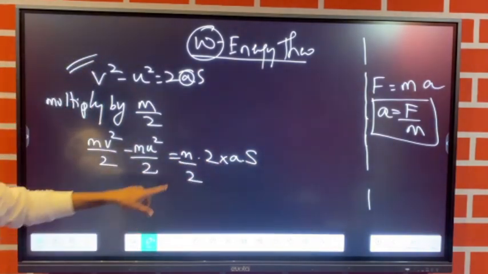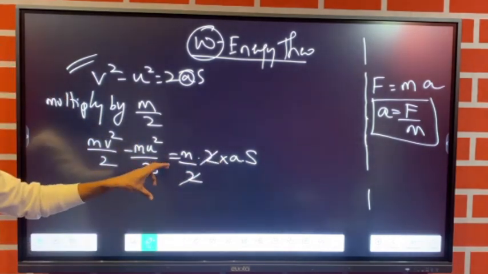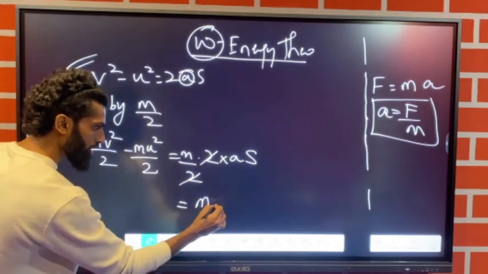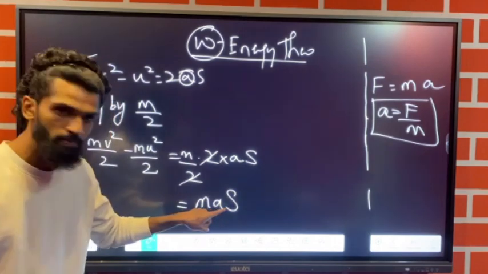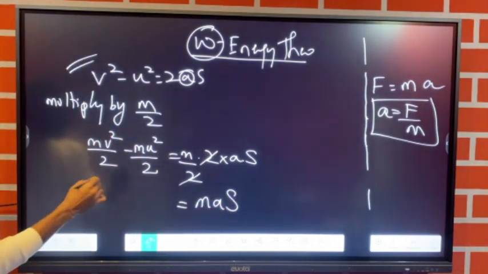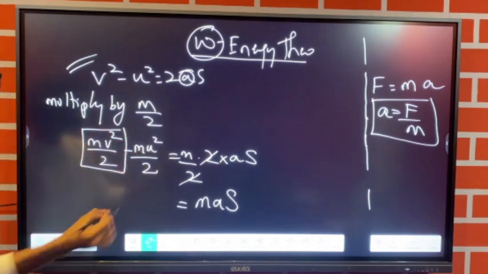Observe properly, on the right hand side, something can get cancelled. The 2 and the 2 got cancelled. After cancelling, what remains is only m, a and s. Okay. The S is caps. m, a, both are lowercase. Now focus. I'll come to the left hand side. Left hand side says m v square by 2 minus m u square by 2.